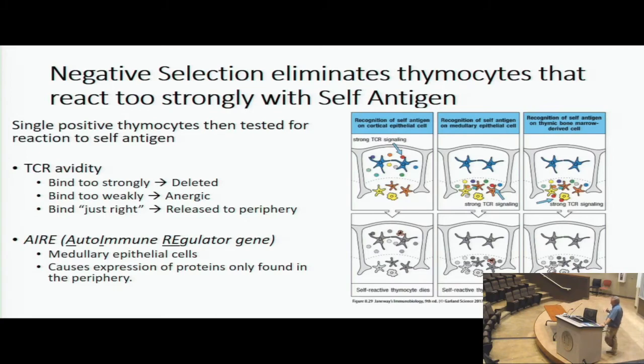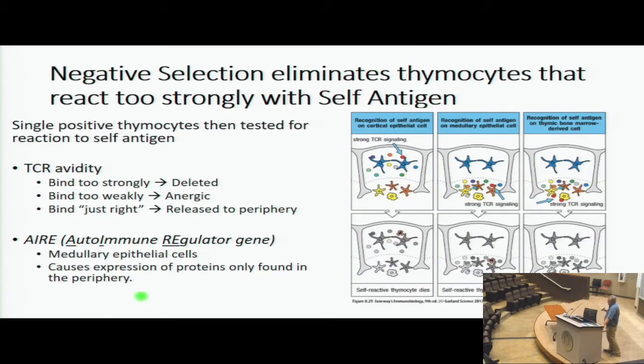And what's important is there's a gene called AIRE, or AIR, autoimmune regulator gene. This is a gene that's expressed in epithelial cells in the medulla. And that gene allows all kinds of different antigens, self-antigens, to be expressed. These are antigens that are found in various sites in the body. And so those are expressed on those medullary epithelial cells, and those help screen out any autoreactive T cells, you know, that might recognize self-antigen.